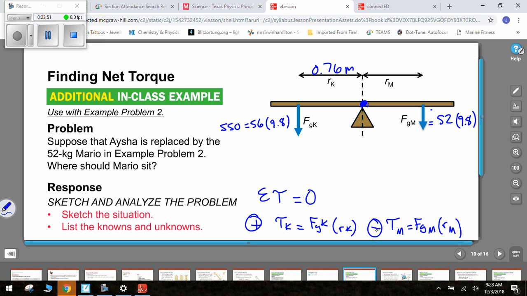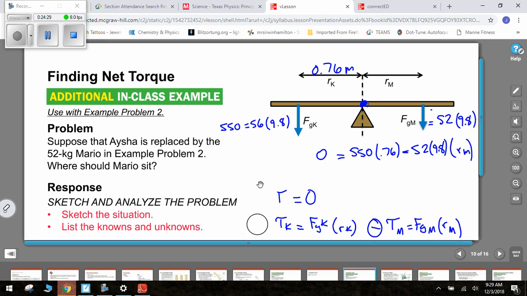Okay, so I'm going to plug in the equation now. So I'm adding up the taus, right? So that's going to be tau K plus tau M, right? Okay, and tau K was FGK, which was 550, and it was positive, right? Times 0.76. Tau M is going to be negative, right? And it was 52 times 9.8 times RM. And all this has to equal what? 0.